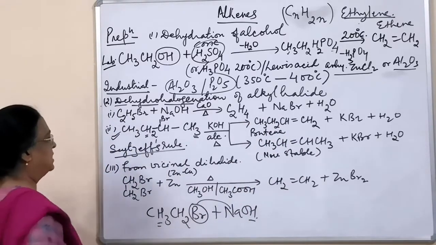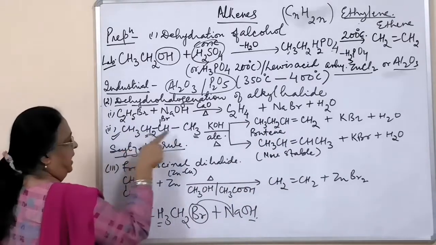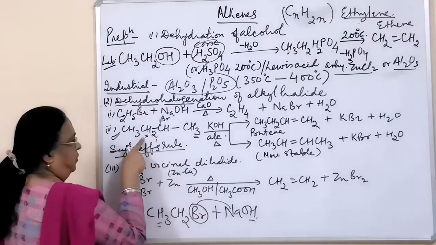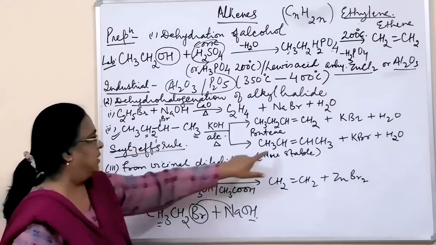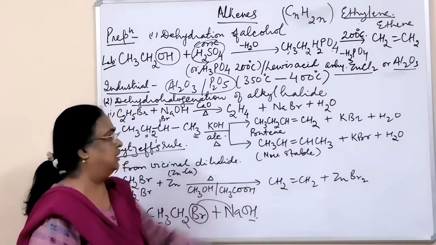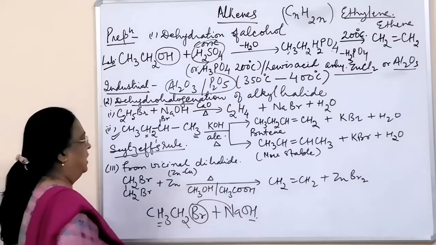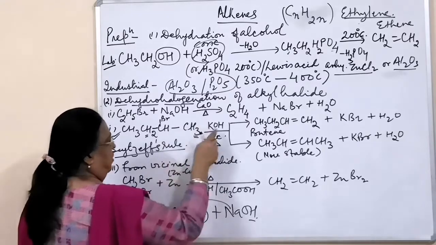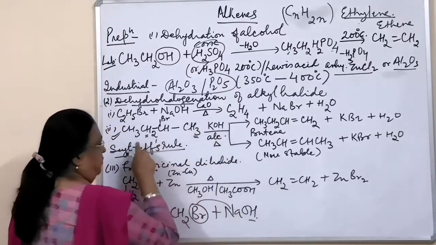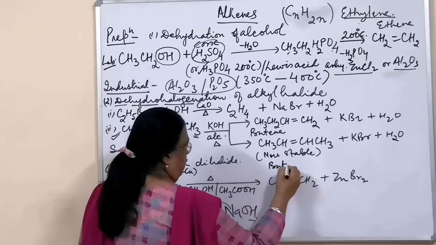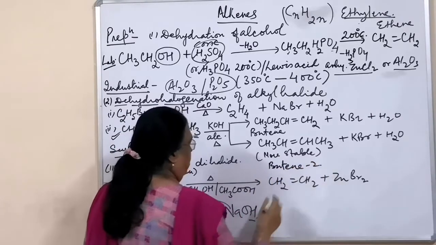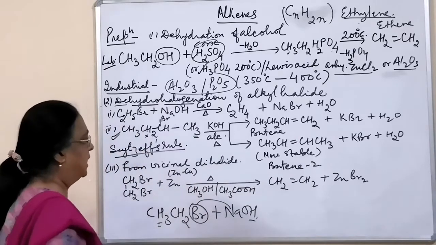The other case is that when Br is out but H is taken from the other side. So we will have the double bond developed at the second and third carbon. And KBr will be out and water, OH and H together. So this is your butene-2.